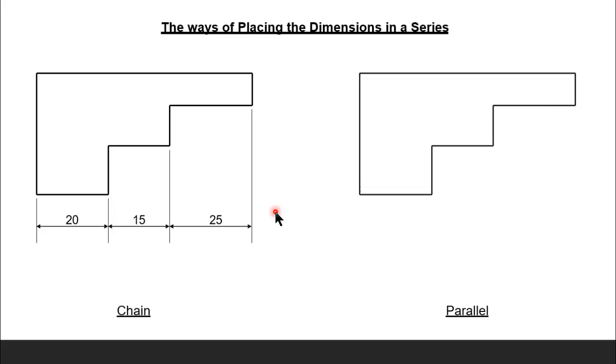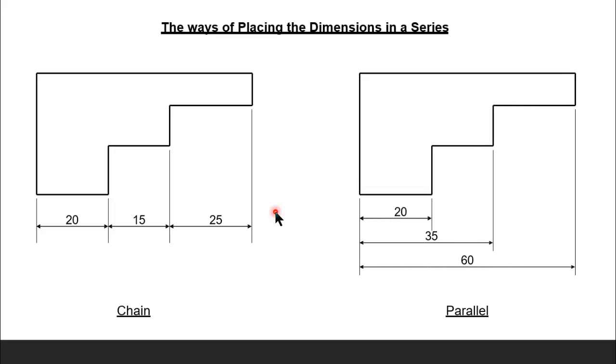And then parallel type. In the parallel type, we set one particular reference, and from that reference we measure each of the lengths. Like this, see, this is the edge 20, and 20 plus 15 gives the distance from this side edge to this one, and in the same way add 25 to this, then 60. This is the parallel type of dimension.